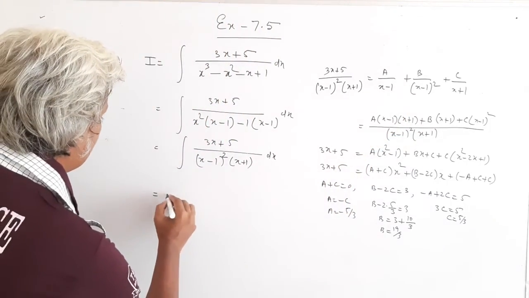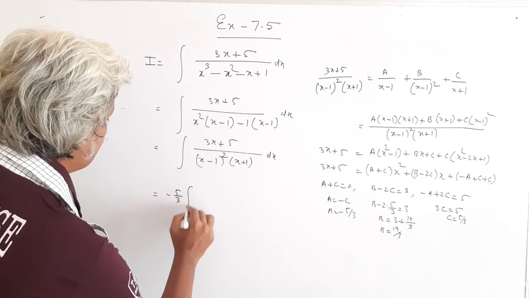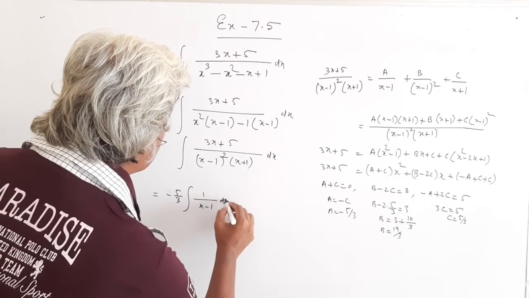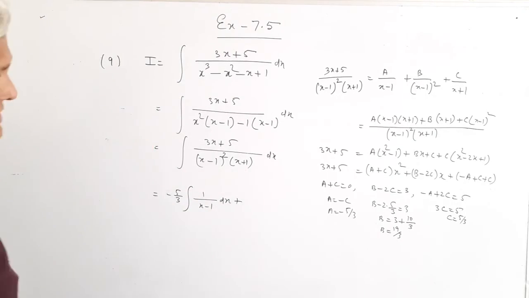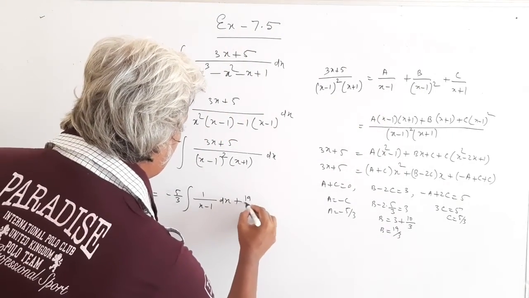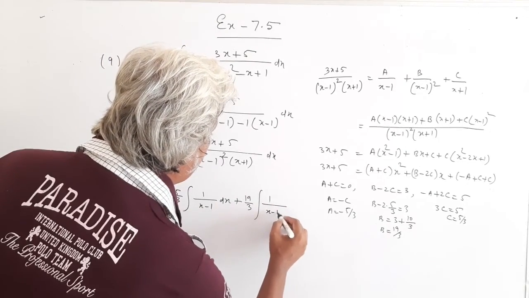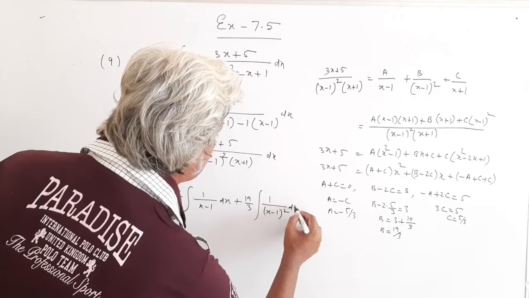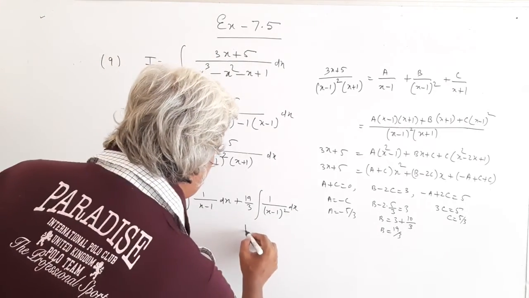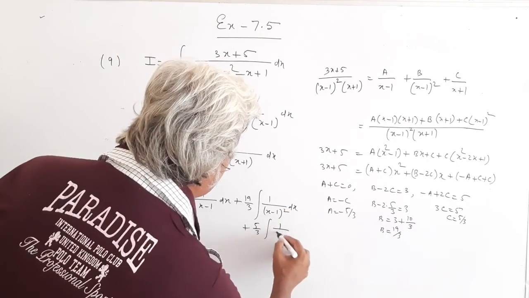So this is minus 5 by 3 integration of 1 over x minus 1 dx, plus b is 19 by 3, 19 by 3 integration of 1 over (x minus 1) whole square dx, plus c is 5 by 3, so 5 by 3 integration of 1 over x plus 1 dx.